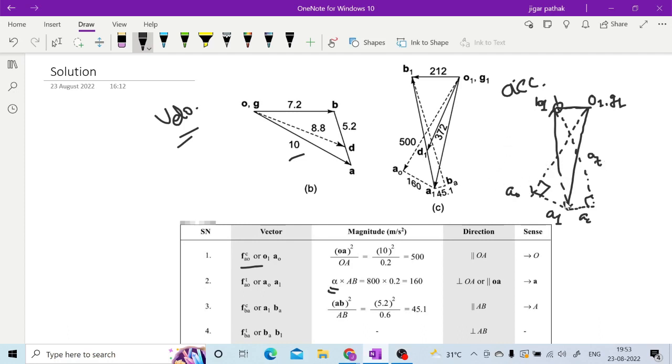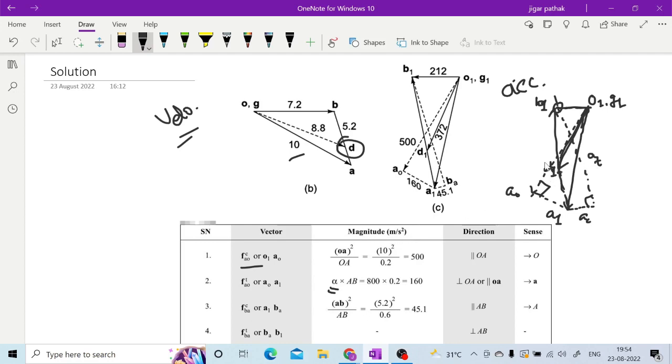And once you have this diagram, O1 E1 B1, you can locate point D1 as you located it in the velocity diagram. Again you locate D1 here, and join D1 to O1. So this is how your velocity and acceleration diagram is drawn.